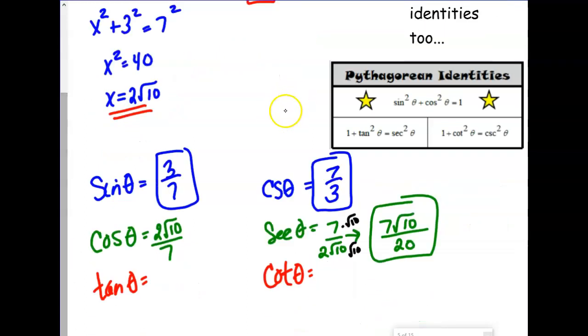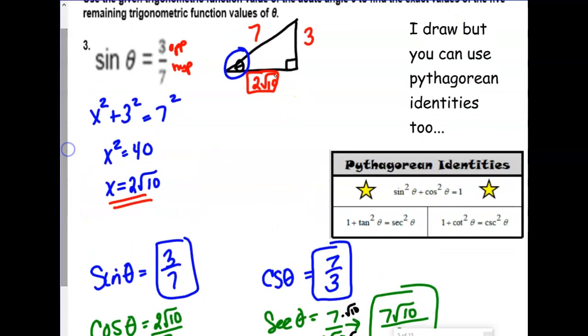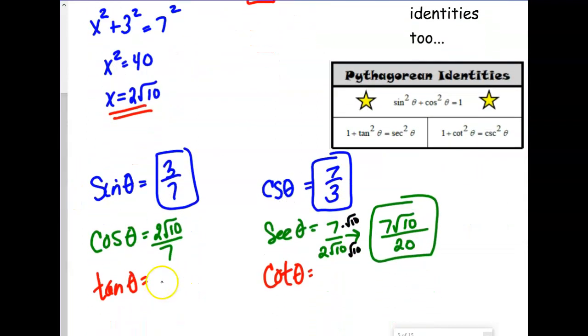Tangent, let's see. Opposite over adjacent would be 3 over 2 square roots of 10. That's not okay. The only thing I don't like about that answer, the 3 over 2 is fine, but I don't like the square root of 10 in the denominator. So I'm going to rationalize it by hitting top and bottom by the square root of 10. And tangent ends up being 3 square roots of 10 over 20.